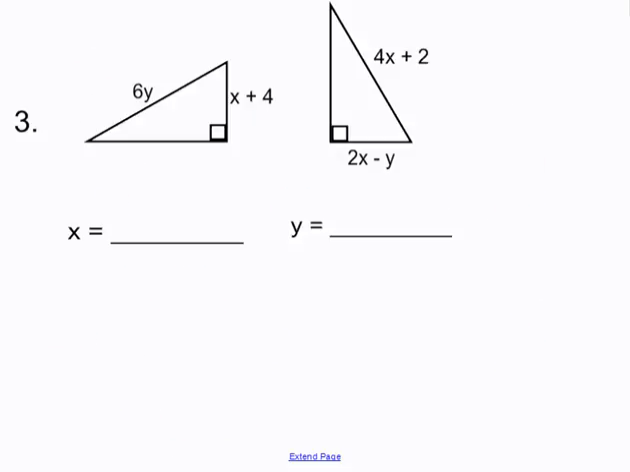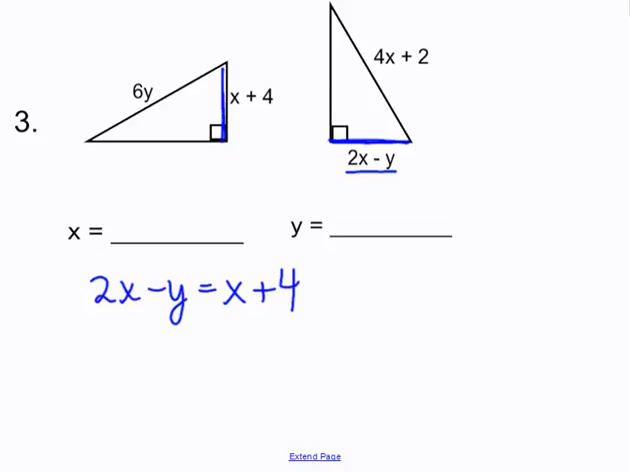Okay. This is the one I was talking about. Kind of a hint that we're going to be doing systems, because look at right here: we have that 2x minus y and an x plus 4, like x and y are in the same expression. So let's just start with that one. This is a short leg, so that's going to be corresponding with the other leg over here. So I'm going to set 2x minus y equal to x plus 4.